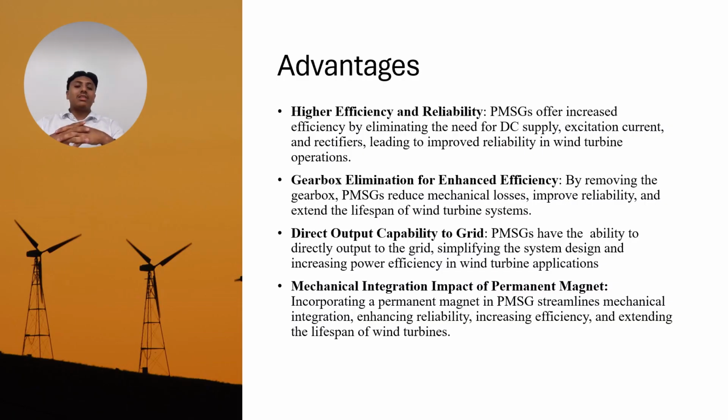We'll talk about the advantages of the type 4 turbine involving the permanent magnet synchronous generator. It has higher efficiency due to the elimination of a DC supply, and therefore we don't need to rectify it from the grid to the generator. Therefore, we have more reliability in the wind turbine operations. Also, one of the great advantages is that we remove the gearbox. Removing the gearbox, we eliminate mechanical losses and we improve the lifespan of the wind turbine system.